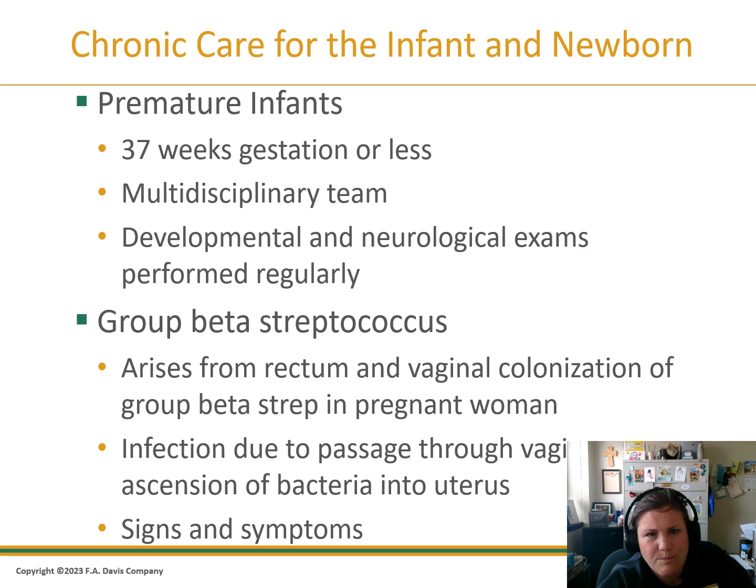GBS, or group beta strep, is something that can occur abruptly. It arises from colonization of group beta strep in pregnant women, and this infection can actually be passed to the baby through the vagina, from the bacteria that occurs in the uterus. That's why all moms are tested for GBS before their delivery, and any mom that tests positive is going to receive penicillin treatment prior to their delivery. These cultures are usually done at 35 to 37 weeks gestation.